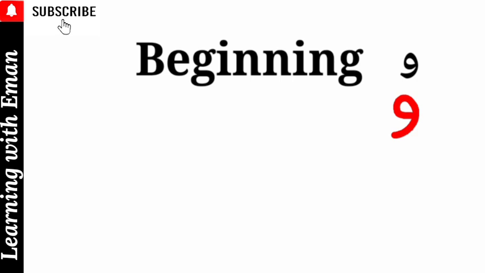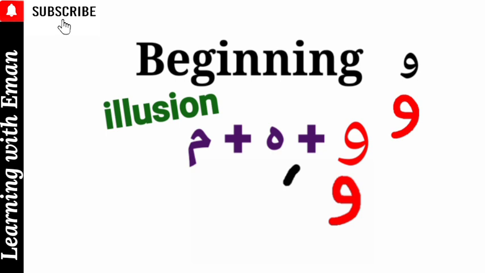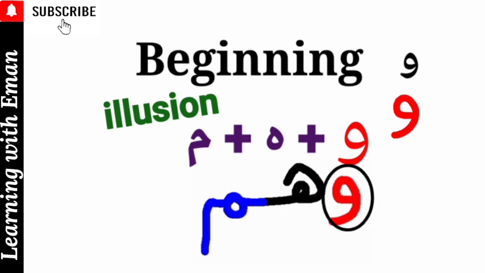Like, وهم, means illusion. و. هي. مي. و مي. وهم. Now let's join these letters together. و. هي. مي. و مي. وهم.